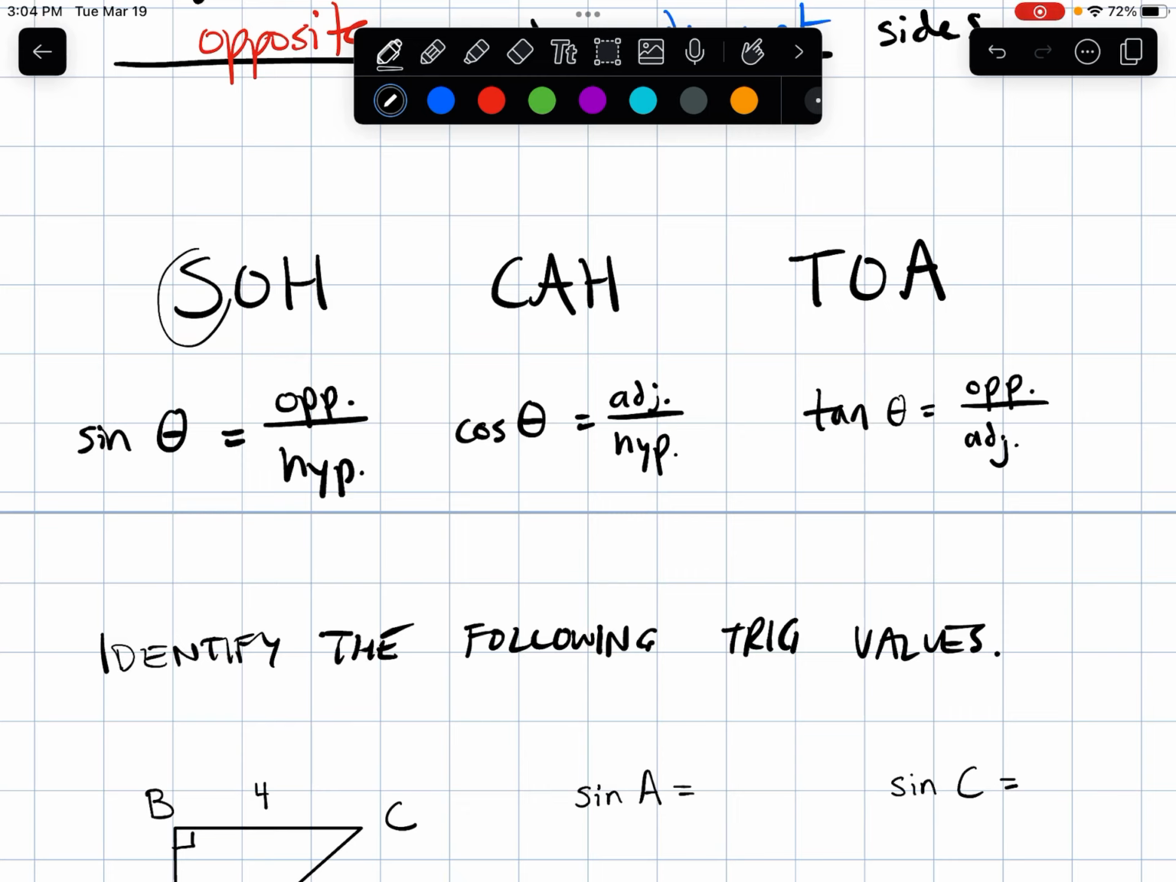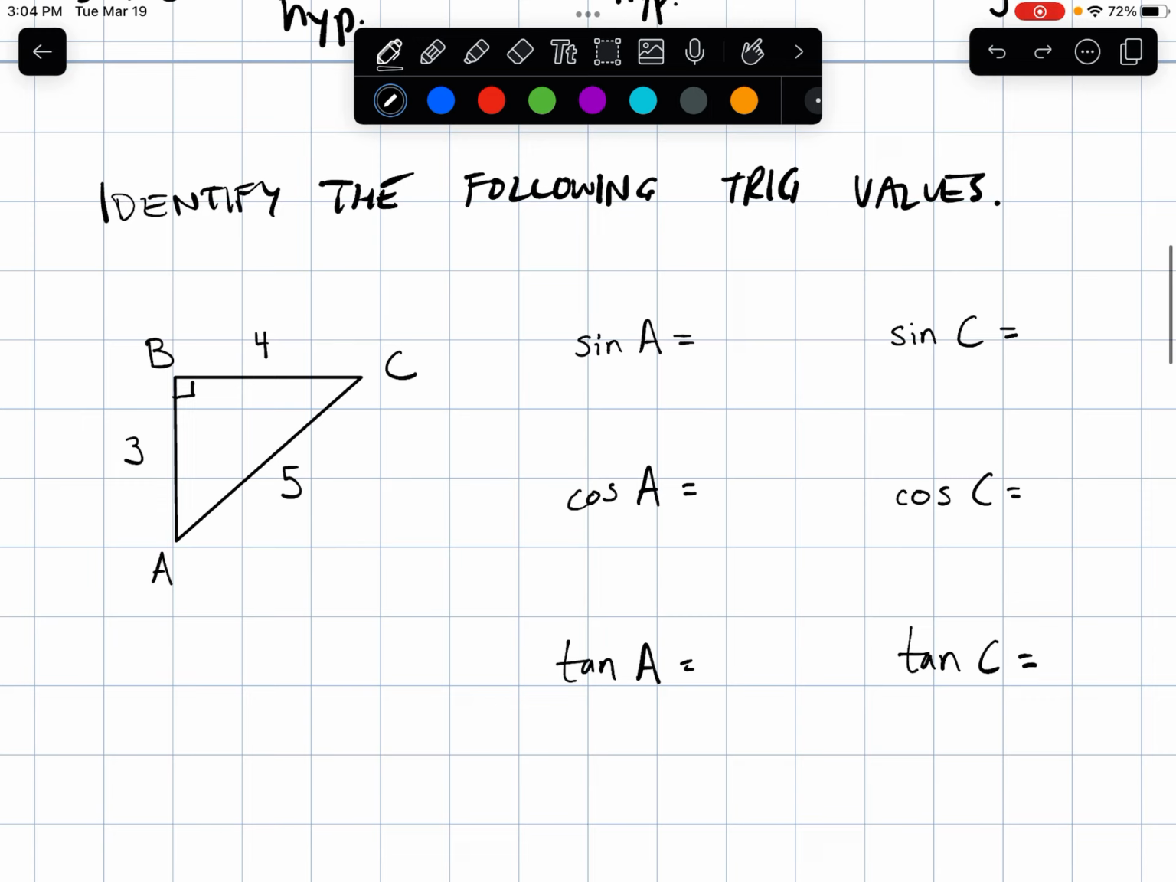So for example, the sine compares the opposite side divided by the hypotenuse. The cosine compares the adjacent side divided by the hypotenuse. And the tangent compares the opposite side divided by the adjacent side. All right? So here we're going to identify these following trig values. We're just going to leave our answer as fractions.